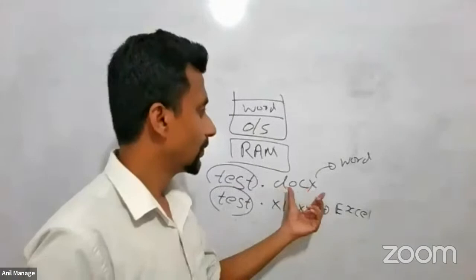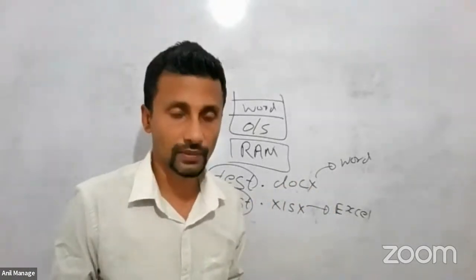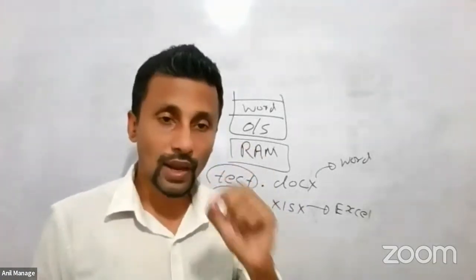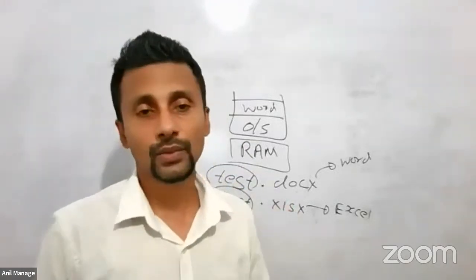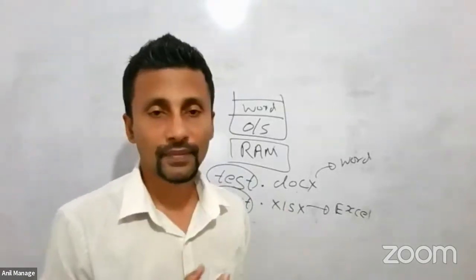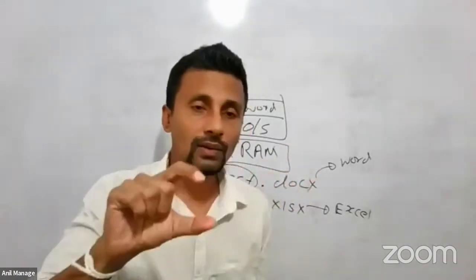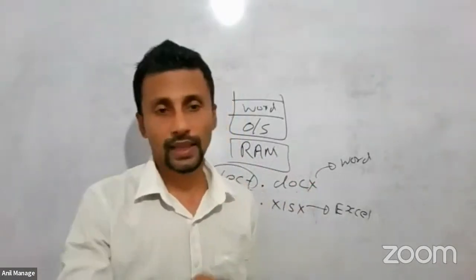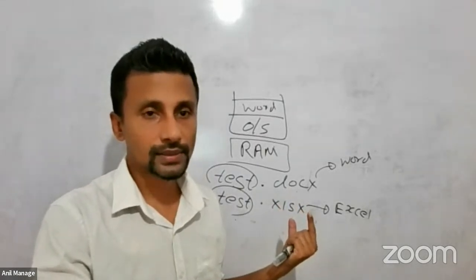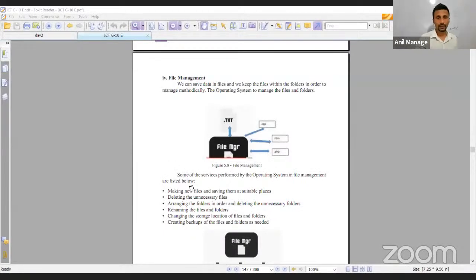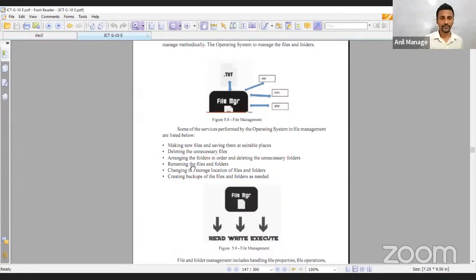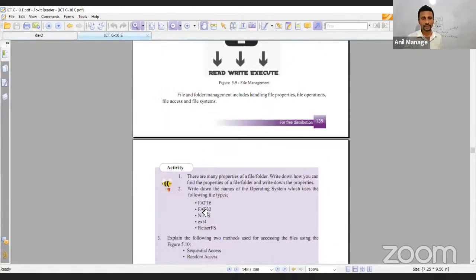Other than that, suppose you don't have Word, you haven't installed the Microsoft Office package. What will happen? You will get a prompt, and you have to manually select which program should open this file. Or you have another option to find one through the internet. This managing part is done by the operating system. Then I will go to the book again. Making a file, deleting a file, all of these happen through the operating system.